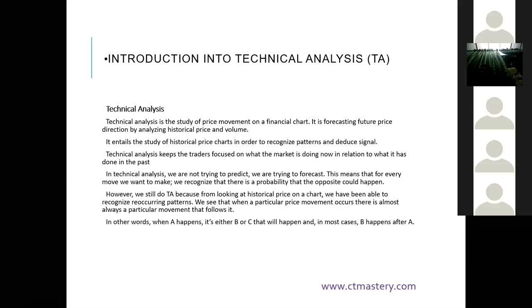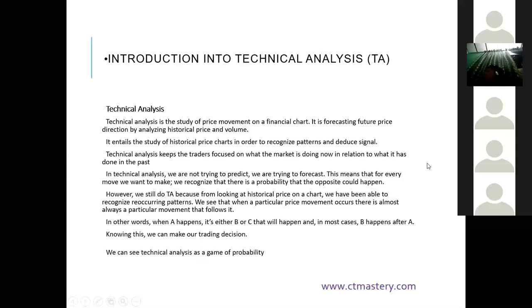All right. So we can now forecast that when A happens, it is either B or C that usually happens. But in most cases, B happens. Then we can make our trade decision based on this. So we're using historical price movements to forecast future price movements. Our goal is, if we tend to be 70% accurate, that is very good. If you are 60% accurate, that is very good. All right, so that is actually technical analysis, looking at historical price and trying to forecast future prices.